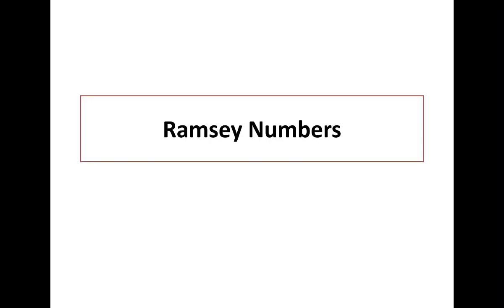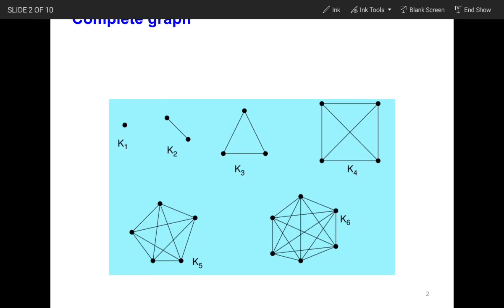Good evening, everyone. So, today we are going to cover the Ramsey number. Before we start, let's recall the definition of a complete graph. A complete graph is a simple, undirected graph where every vertex is adjacent to all other vertices.